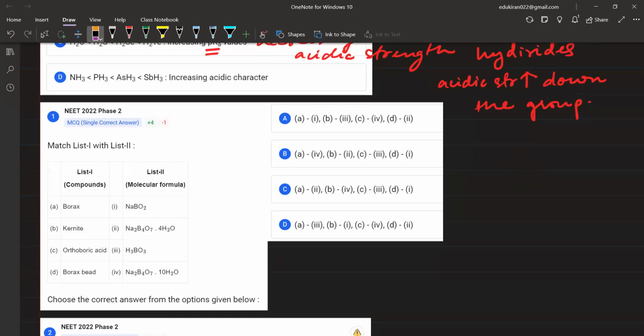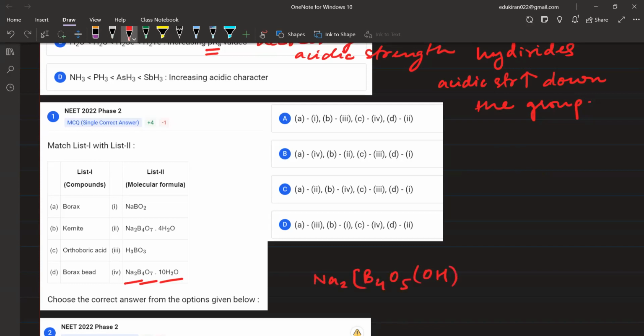The formula for borax is Na2B4O7.10H2O. ठीक है. Even though this is just the molecular formula, थोड़ा सा अगर हम इसके स्ट्रक्चर के बारे में बात करेंगे, then Na2 will be outside, and then there will be a complex of B4O5.